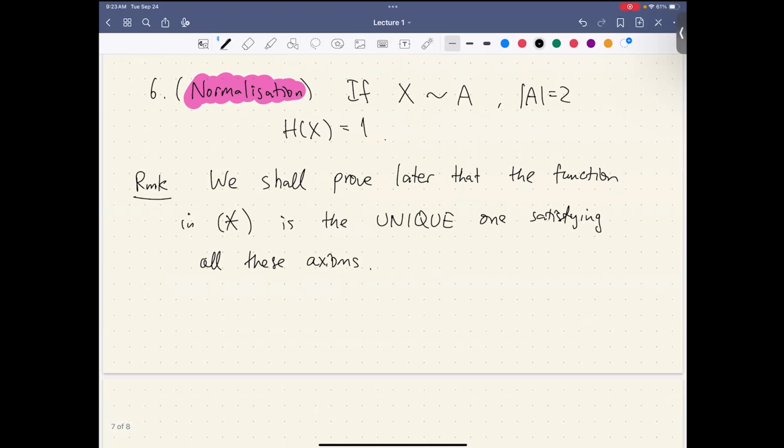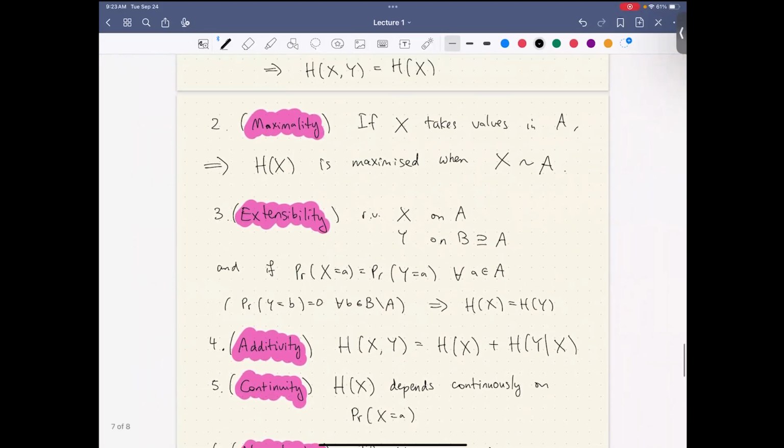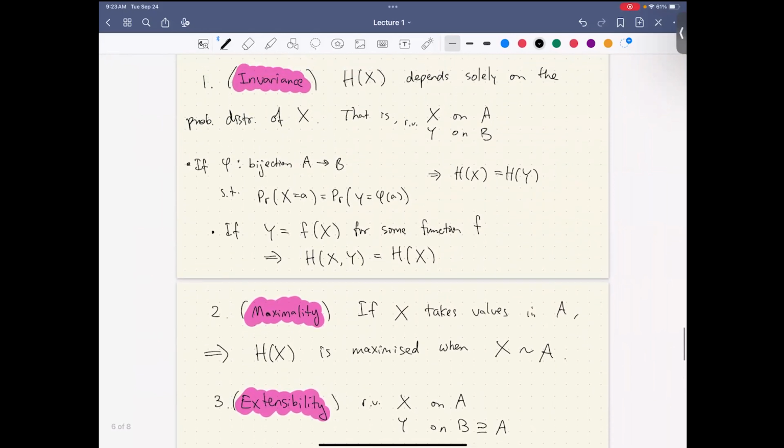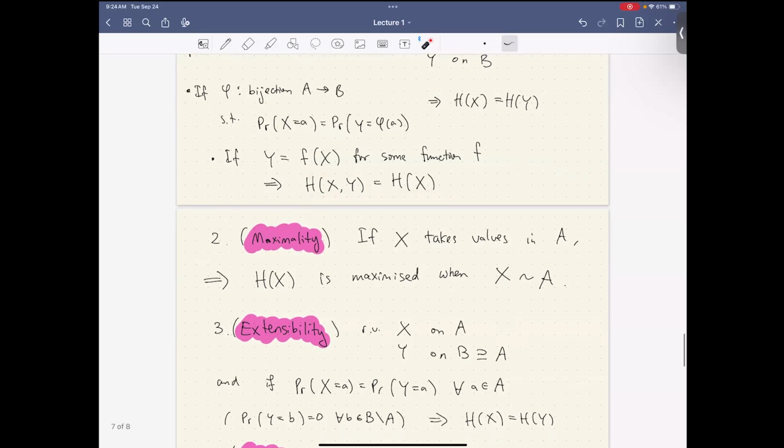All right. So after laying down these axioms, we can start proving basic properties of entropy. Let's quickly go through these axioms one more time. Invariance basically says if you have 2 random variables with the same distribution, their entropy is the same. Basically, the amount of information they carry should be the same. A consequence of this is that if a random variable can be determined by another one by a deterministic function, then their joint information is the same as just knowing the original random variable.